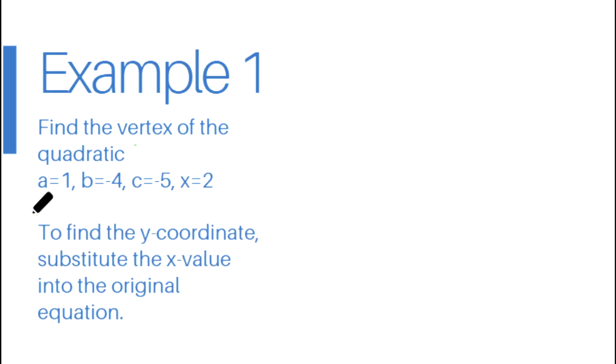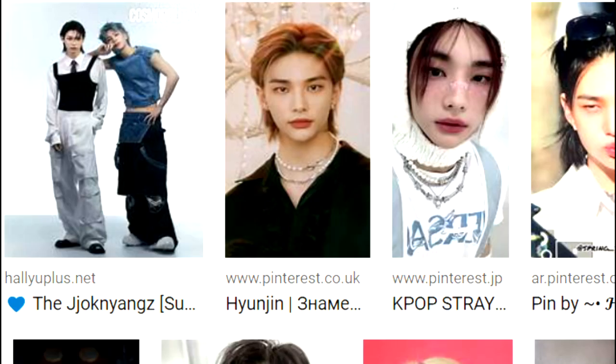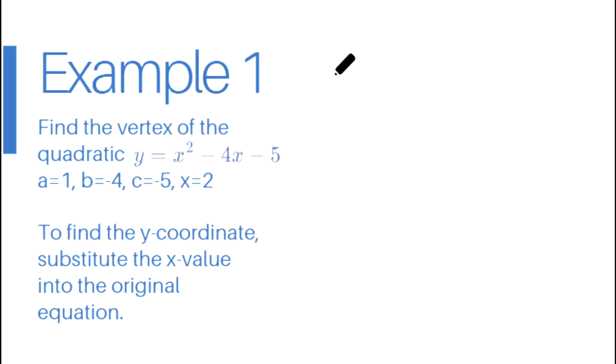So we already knew a is 1, b is negative 4, c is negative 5, and now we know x is 2. So to find the y coordinate, substitute the x value into the original equation. And would you look at that? My equation is gone again. More eye candy for you. Come on, give me my little pen.